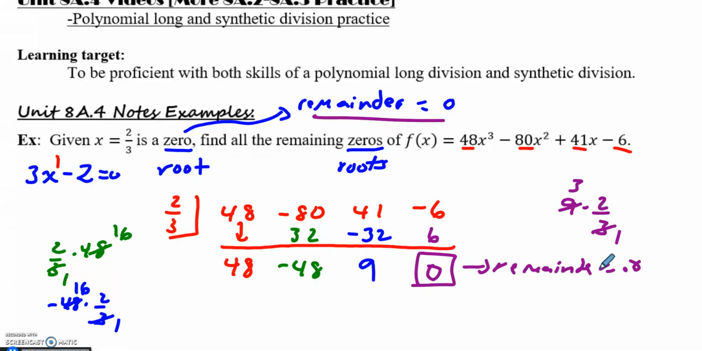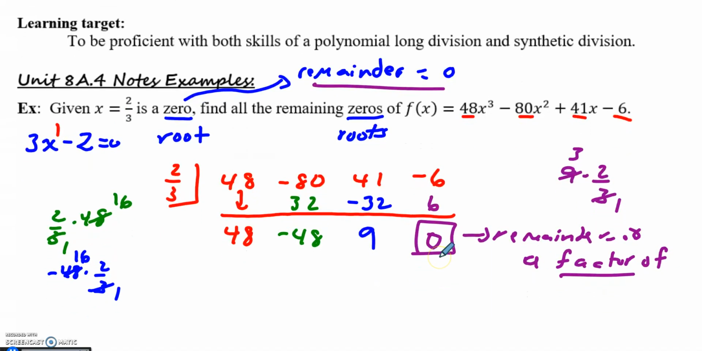Which is good, because my remainder is 0, I know that 2/3 is definitely a root, and I know that 2/3 is a factor of the polynomial. So remember, that terminology is important. If you get a remainder of 0, that means that this truly is a factor of the polynomial given. Also, what's good to remember is what's left over is usually a degree smaller than what you started with. Because we started with a cubic and we divided by something that was linear, we'd have to be left with a quadratic. So we'd be left with 48x squared minus 48x plus 9 equals 0.